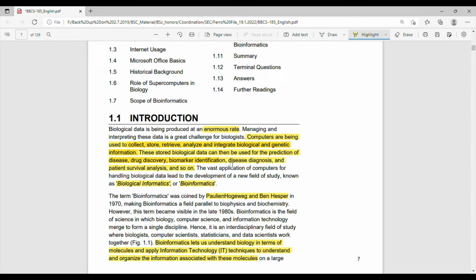That means what I am going to say here is that bioinformatics is a platform which will help you not only to store the data which is produced in the laboratories, but you can use the data whenever you want. And the purpose of storing and using the data is to predict disease, to develop drugs, and to make biomarker identification. That's where you are going to use both the biological data and the computers. That's why it is called biological informatics, and nothing but bioinformatics.